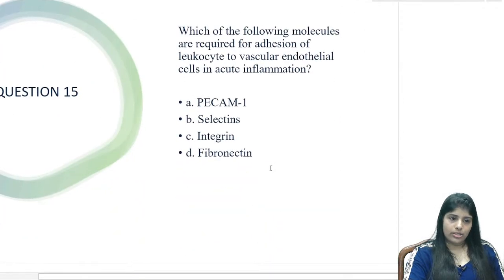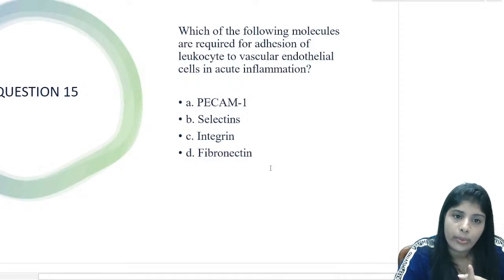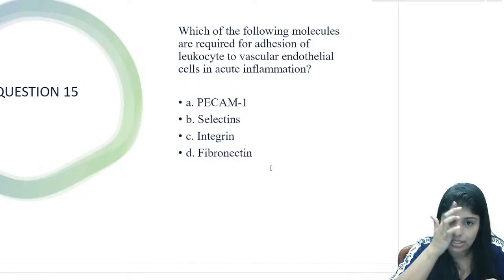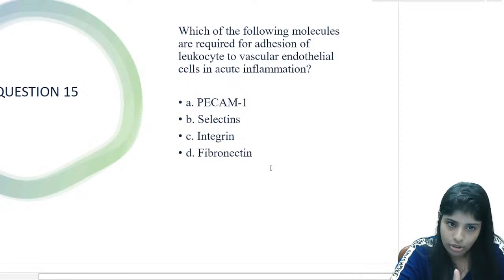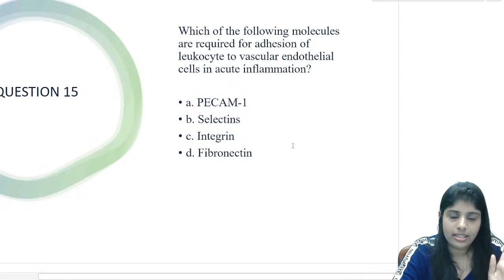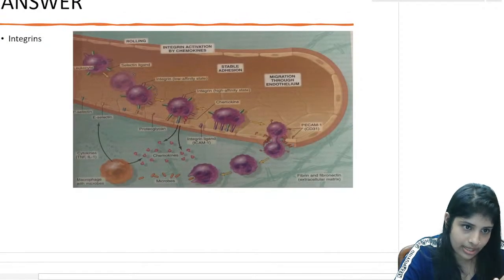And let's go to question number 15. Which of the following molecules are required for adhesion of leukocytes to vascular endothelial cells in acute inflammation? We have discussed this topic in the last video. I'll just go through it once more. See, this image is enough to understand.